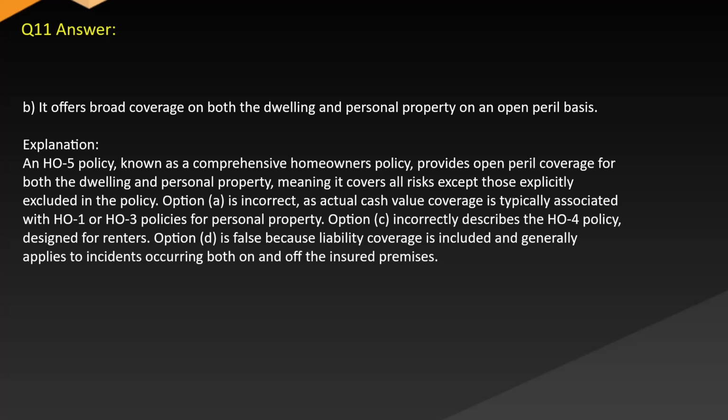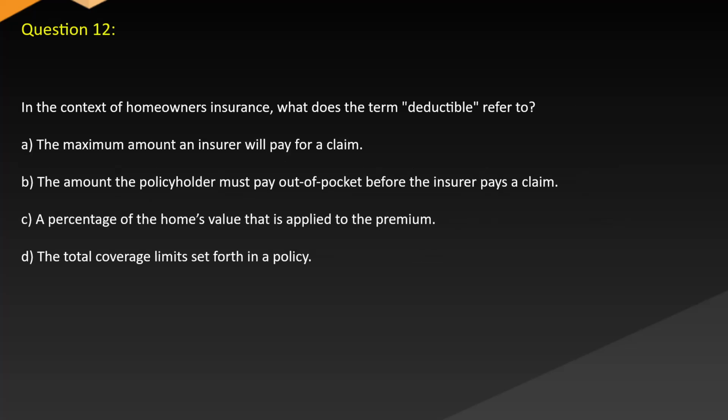Explanation: An HO5 policy, known as a comprehensive homeowners policy, provides open peril coverage for both the dwelling and personal property, meaning it covers all risks except those explicitly excluded in the policy. Option A is incorrect, as actual cash value coverage is typically associated with HO1 or HO3 policies for personal property. Option C incorrectly describes the HO4 policy designed for renters. Option D is false because liability coverage is included and generally applies to incidents occurring both on and off the insured premises.